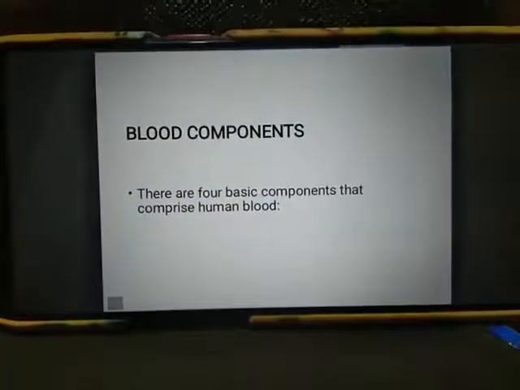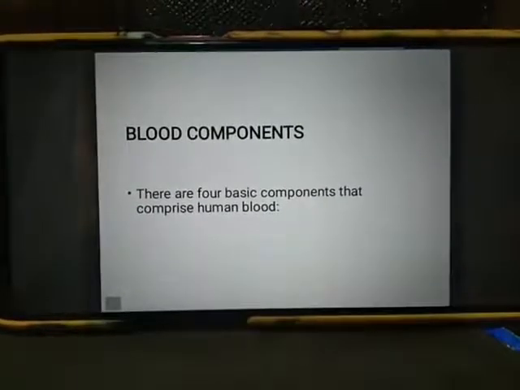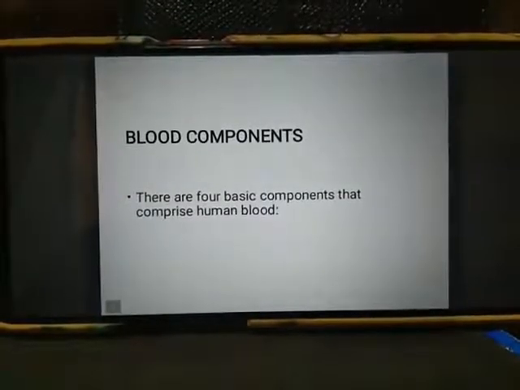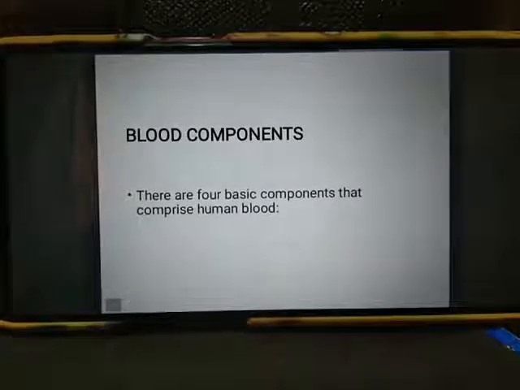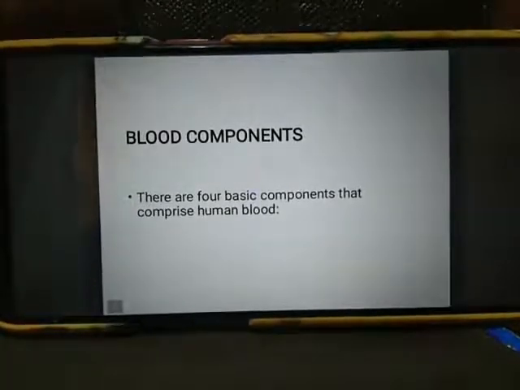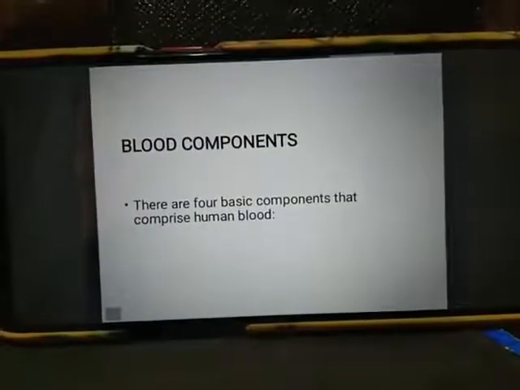Blood components. There are 4 basic components that comprise human blood. First is plasma, which is the liquid portion of the blood. Next is the red blood cells, which carry oxygen to the tissues. Next is white blood cells, which fight infections. And lastly is the platelets, which are the smaller cells that help blood to clot.